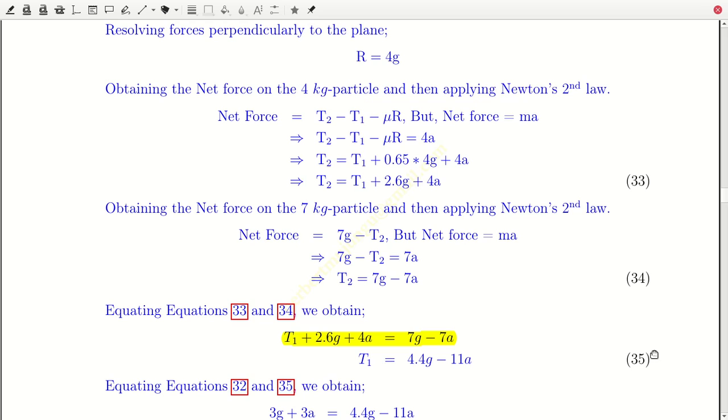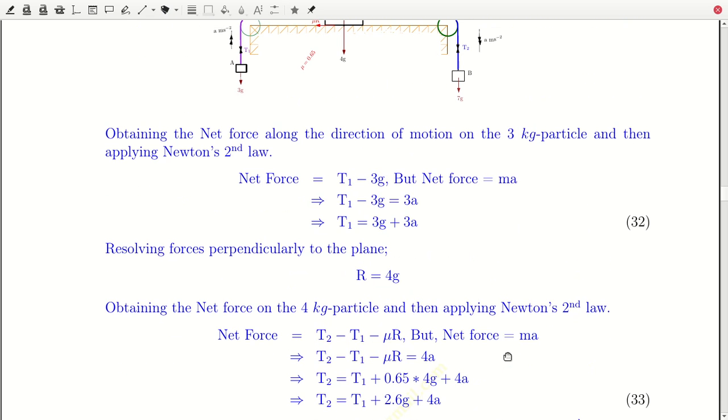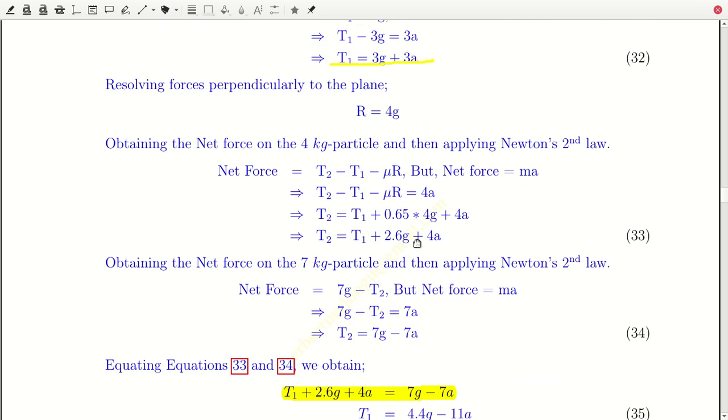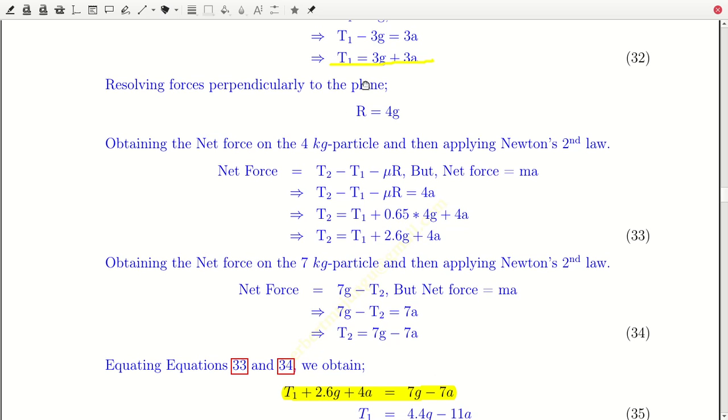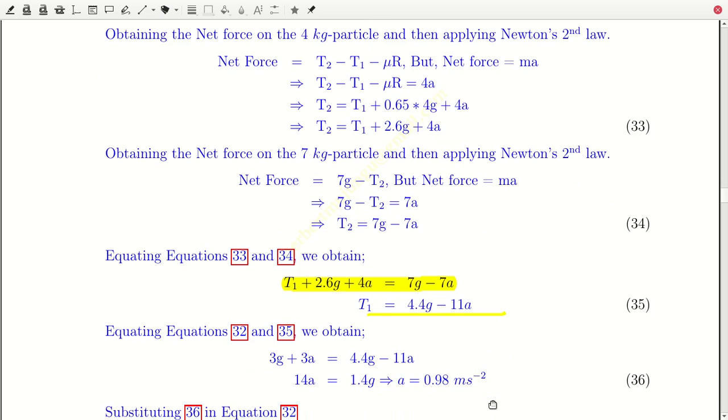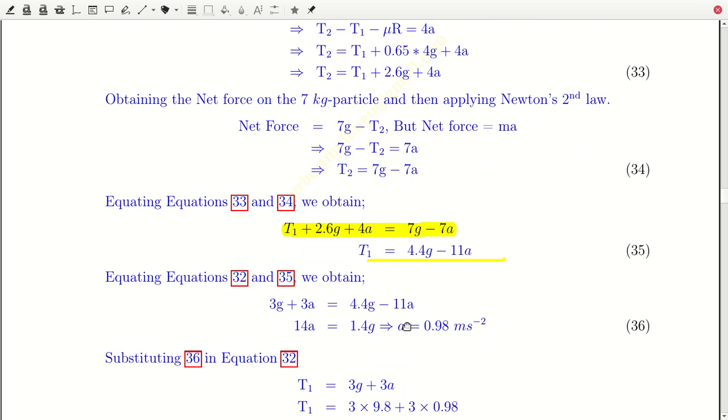So now I'm going to solve this expression which I've got with the one we had got earlier for the first particle, particle A, this and this simultaneously. To simplify my work, I equated this equation to this equation here, so that I have 3g plus 3a is equal to 4.4g minus 11a. Obviously both of them are equal to T1. So when I simplify, I get my acceleration.